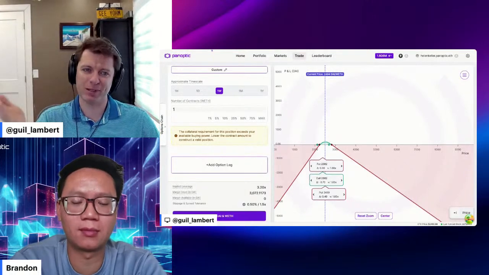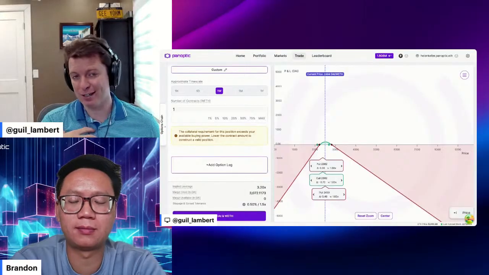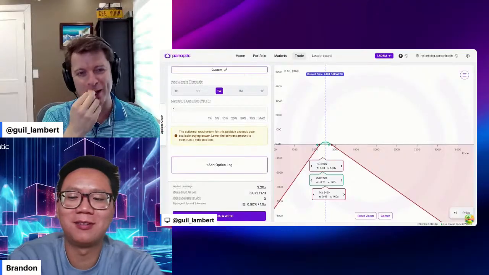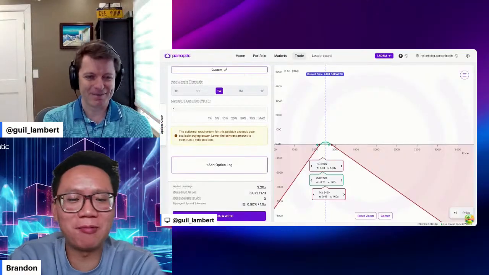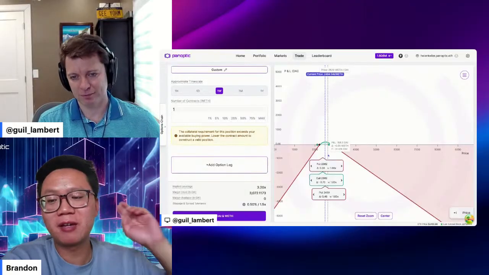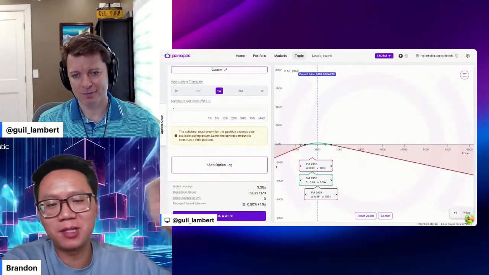So the price went up, you add more risk to the downside. So I don't know if it's reallocating risk to where the price is. Yeah, can we add a put option? So we added a put option. Can we also add a call option and move them to the right a little bit?